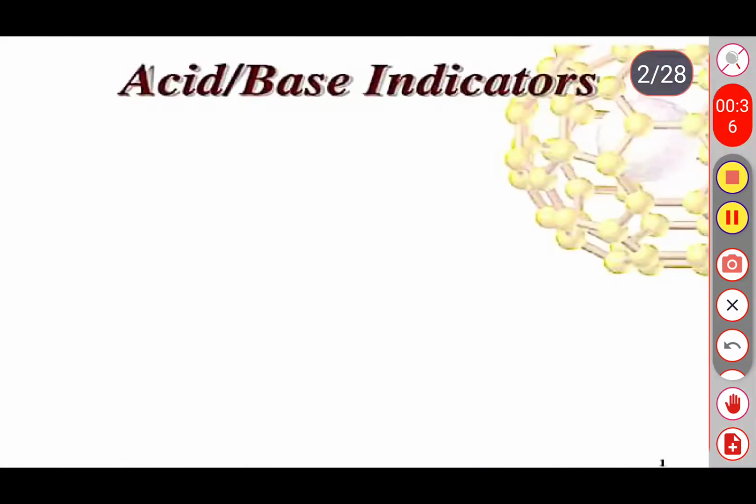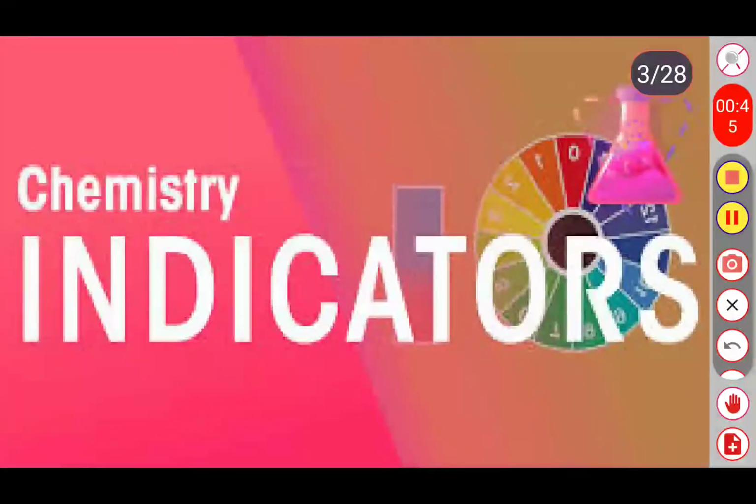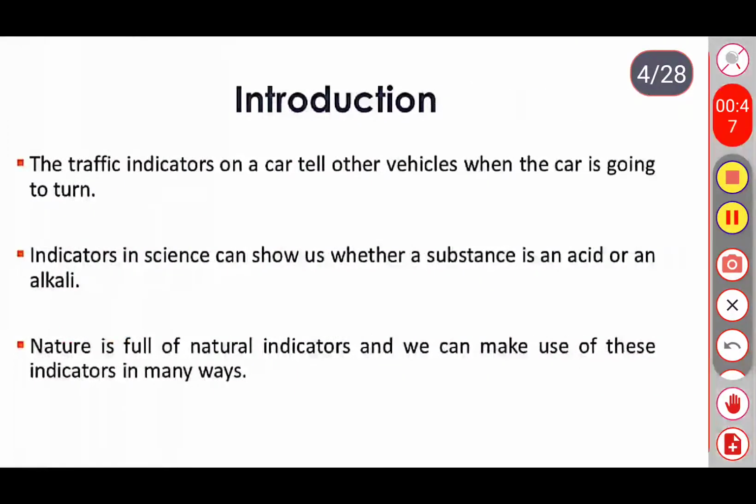In this session, I am going to continue with the next concept of your chapter, that is acid base indicators or indicators. So, indicators are the substances with the help of which we can easily identify whether the solution is acid or base. Let's see the introduction of the indicators.